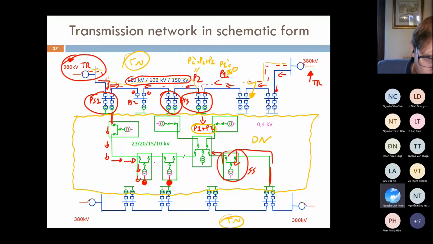This is the path of the power. Why not as here on the right side? Because look, here you have an open switch. So basically the power just goes from the left, not from the right. So this way of operating the distribution network is called radial operation.